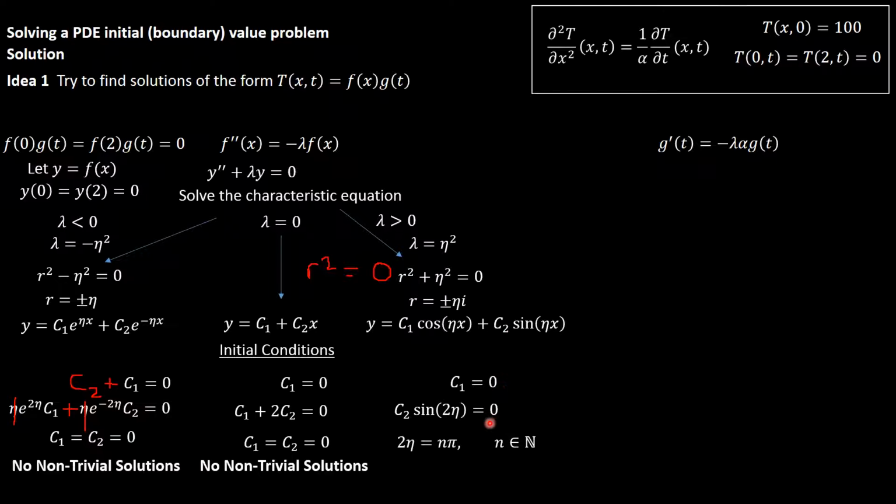So, if 2 eta is a multiple of pi, giving 0 here, then C2 can be any number we want. So we conclude that we have a non-trivial solution if we just let C2 equal 1 and we let eta be any multiple of pi over 2. I just divided this equation by 2. We conclude that f of x is a solution if it's of the form sine of n pi over 2 x.